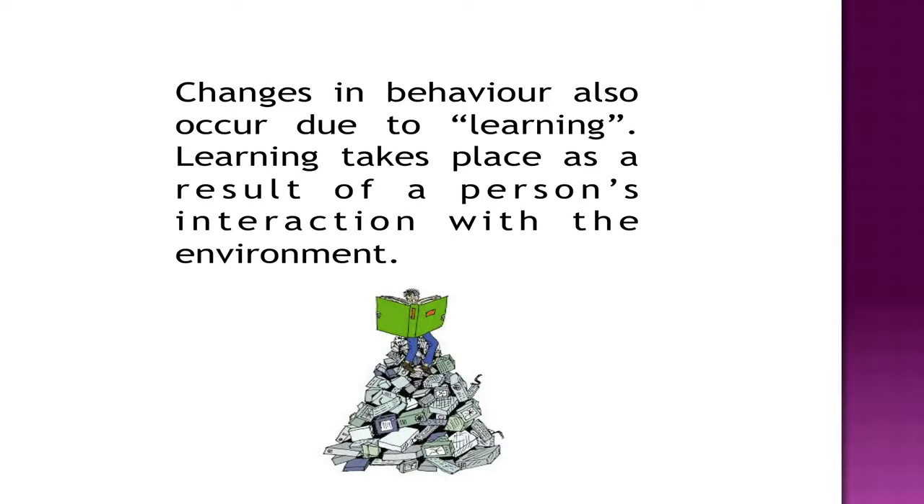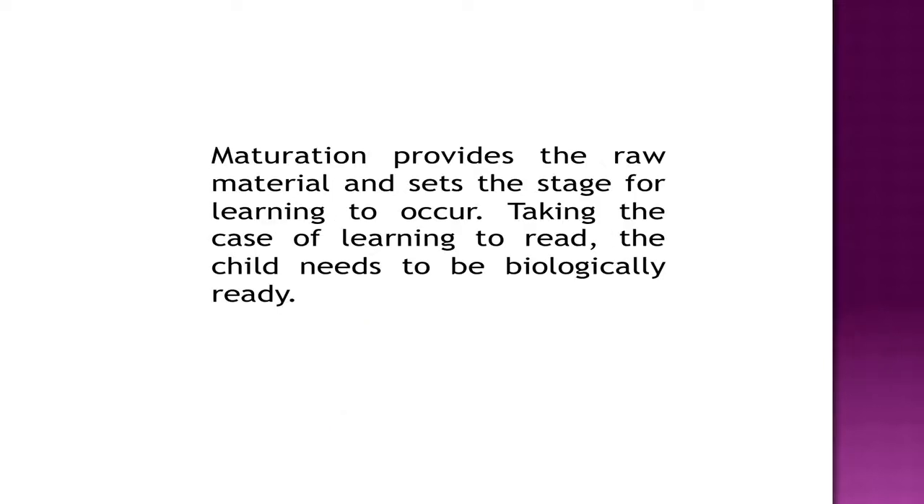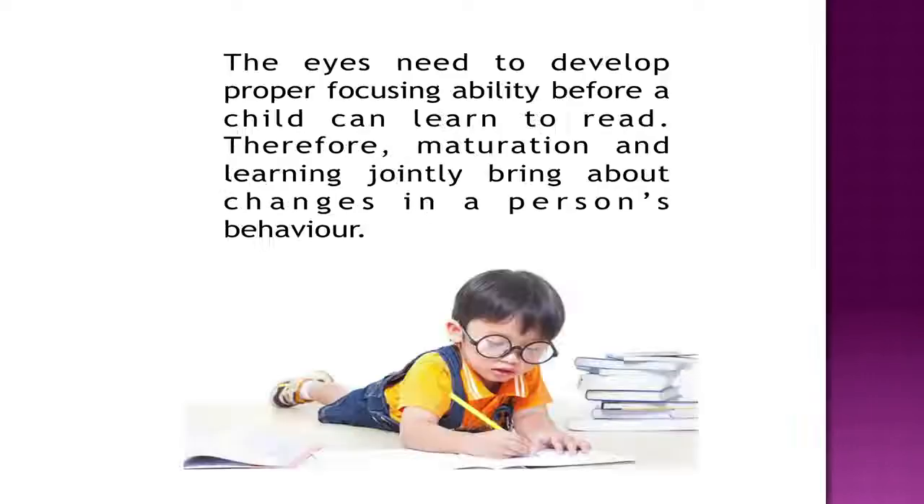Learning takes place as a result of a person's interaction with the environment. Maturation provides the raw material and sets the stage for learning to occur. Taking the case of learning to read, the child needs to be biologically ready. The eyes need to develop proper focusing ability before a child can learn to read. Therefore, maturation and learning jointly bring about changes in a person's behavior.